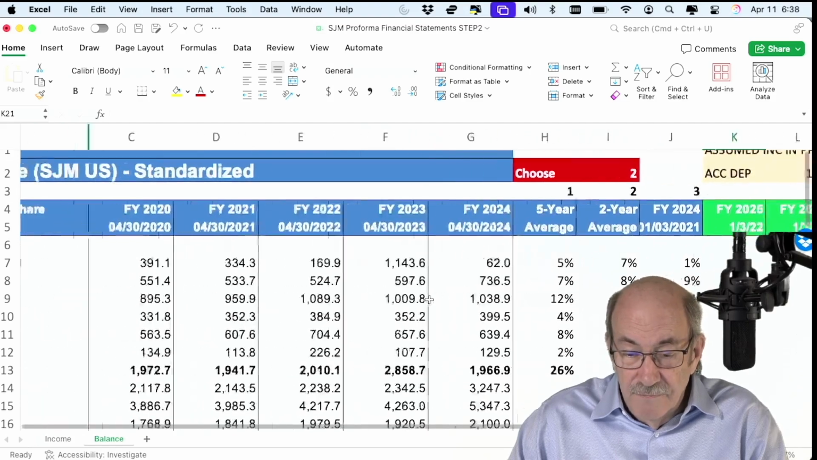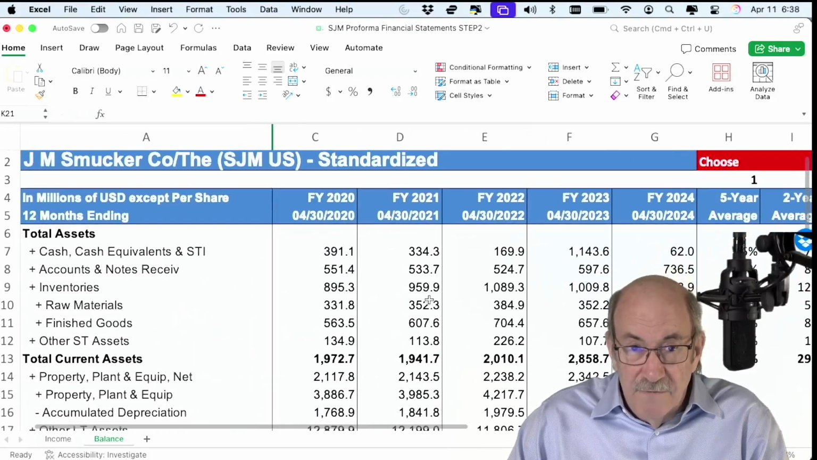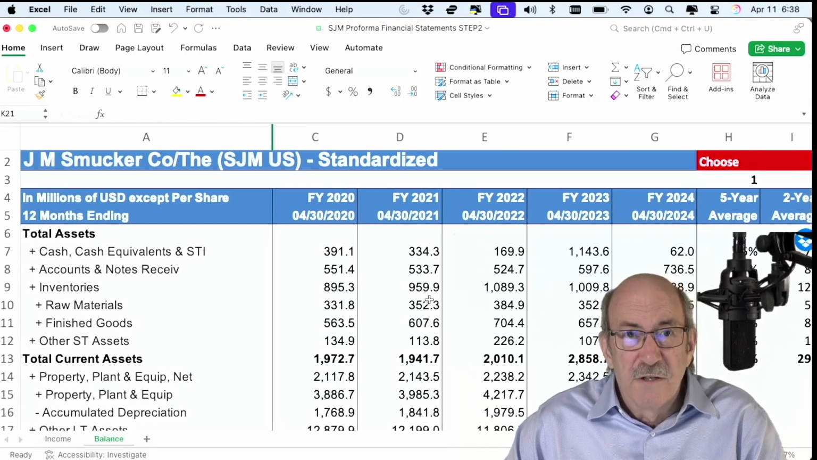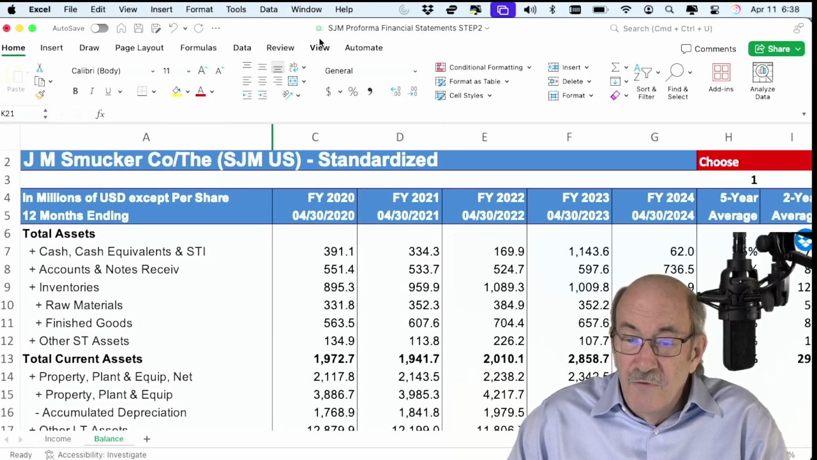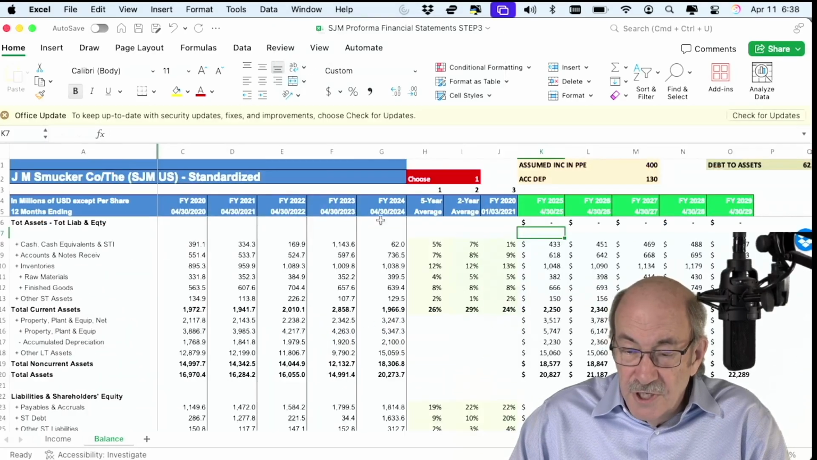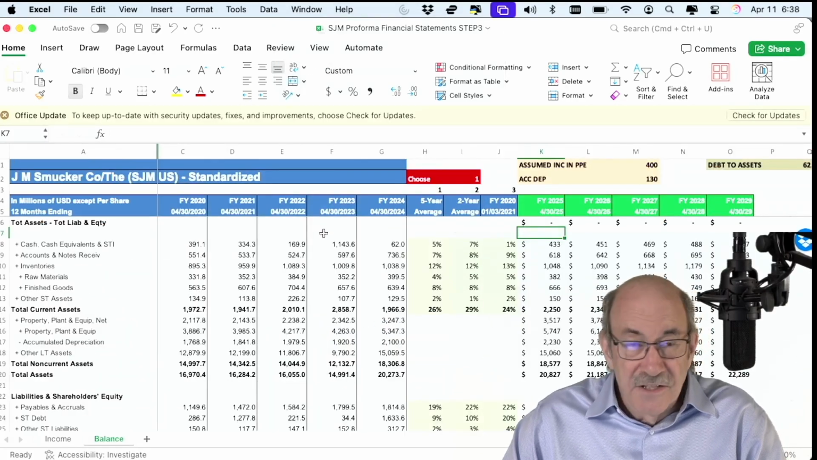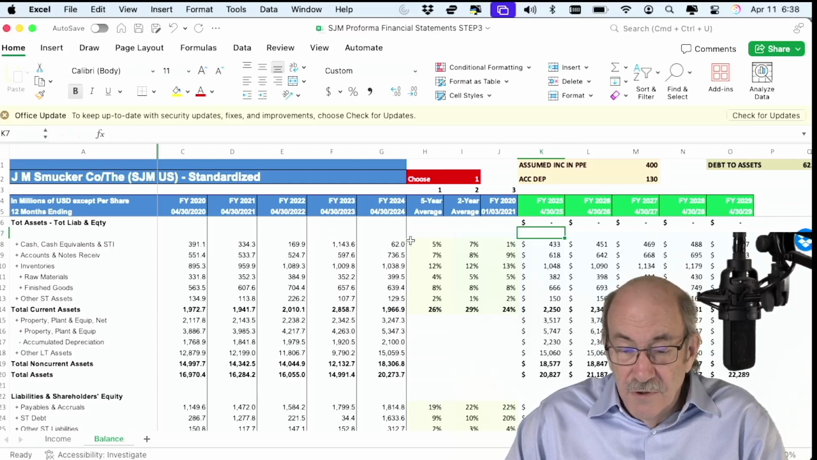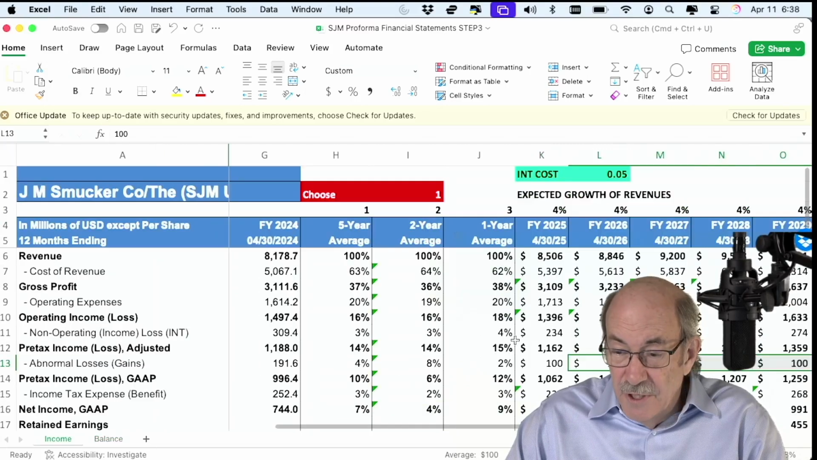All right. And that's it for this particular spreadsheet. So let me move on to my third spreadsheet, which takes this and adds to it. So you'll see, let me go back to the income statement.